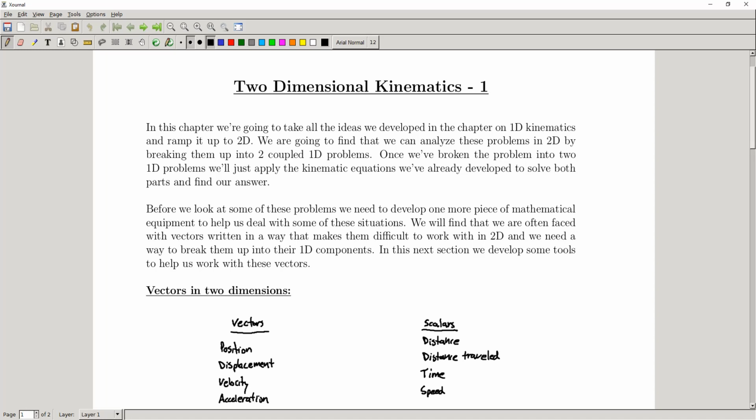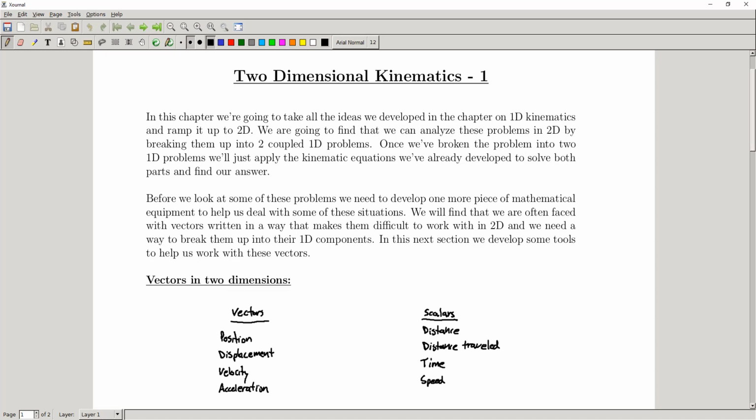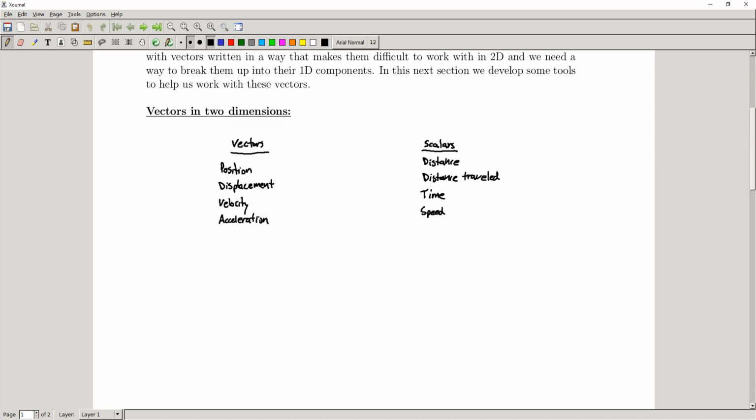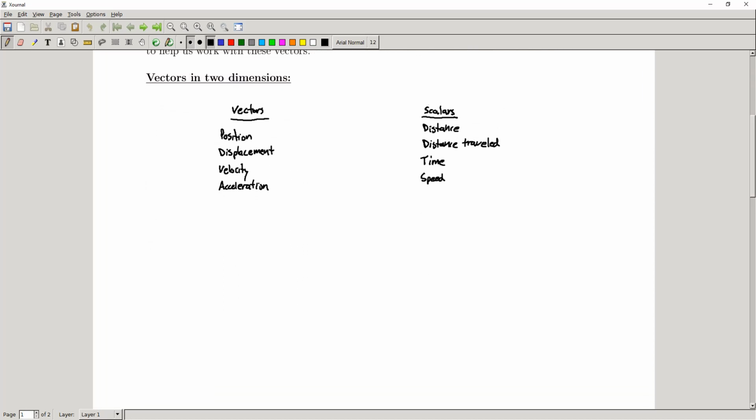Okay, so we're going to start off with a little bit of a discussion on vectors in 2 dimensions. If you remember from our last video series, we looked at the difference between scalars and vectors. We looked at all these quantities in the context of our 1D kinematics discussion, and we found that these were all the quantities that were vectors, and these were all the scalars that we talked about. For example, position and displacement, velocity, acceleration, these were all vectors.